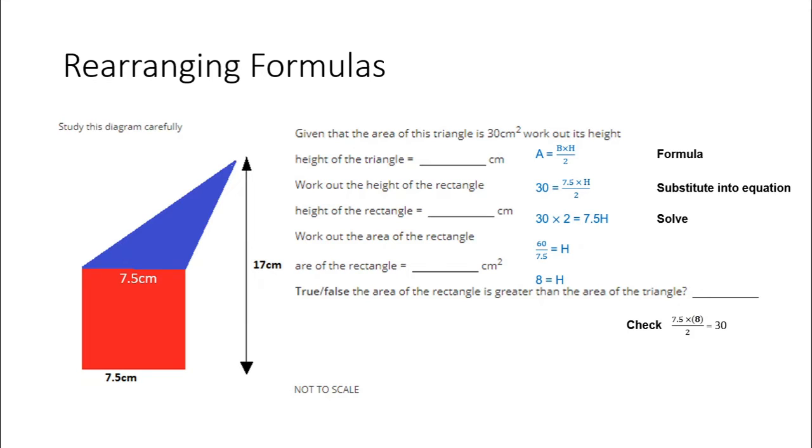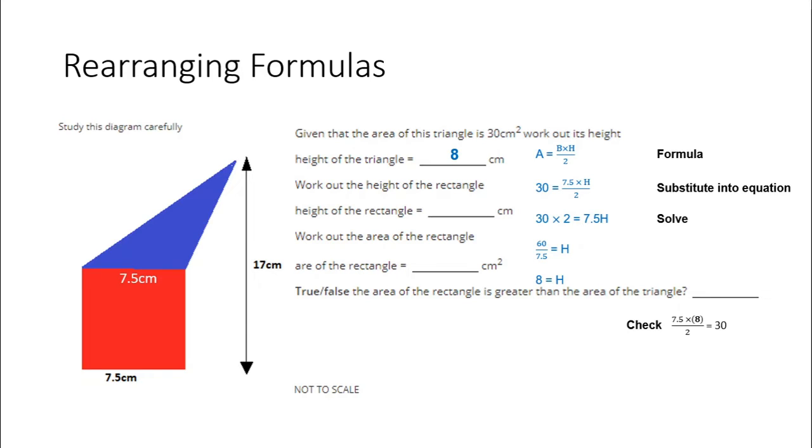I can check that by substituting right back into that same formula that I had to start with. I knew that the base was 7.5. I now know that the height is 8. If I multiply and divide that by 2, do I get 30? I do. So I'll go ahead and write my answer in now. My height of my triangle is 8 centimeters.